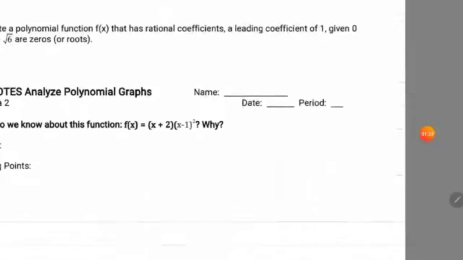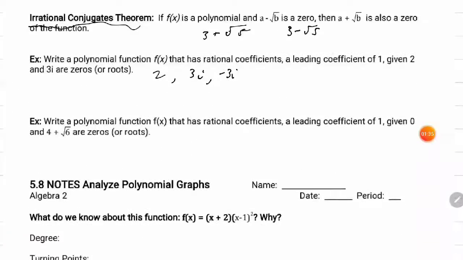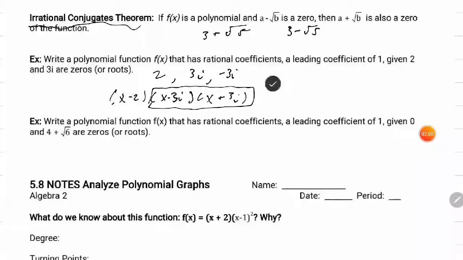So this is going to be x minus 2, x minus 3i, and x plus 3i. Okay. Now, let's FOIL. And it doesn't matter which one you start out with, but I'm going to do these two first. I'm going to FOIL these first.